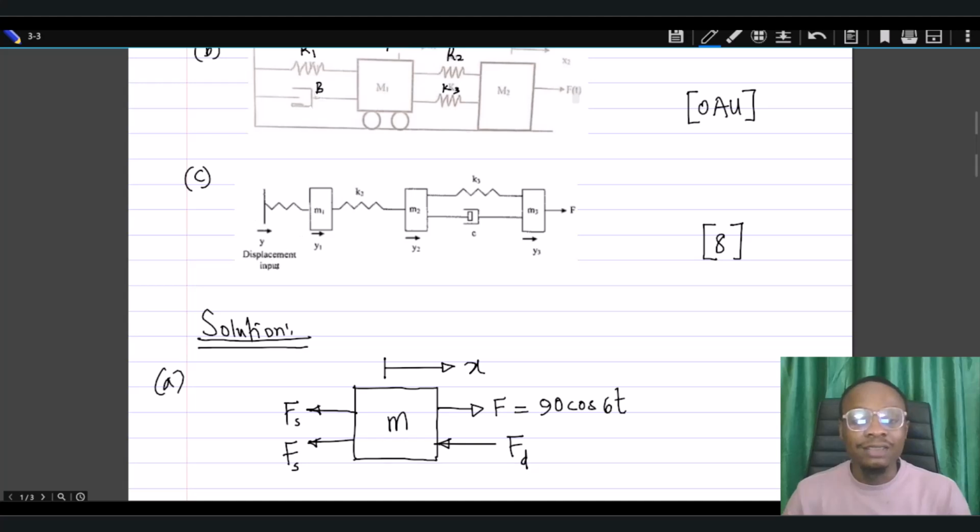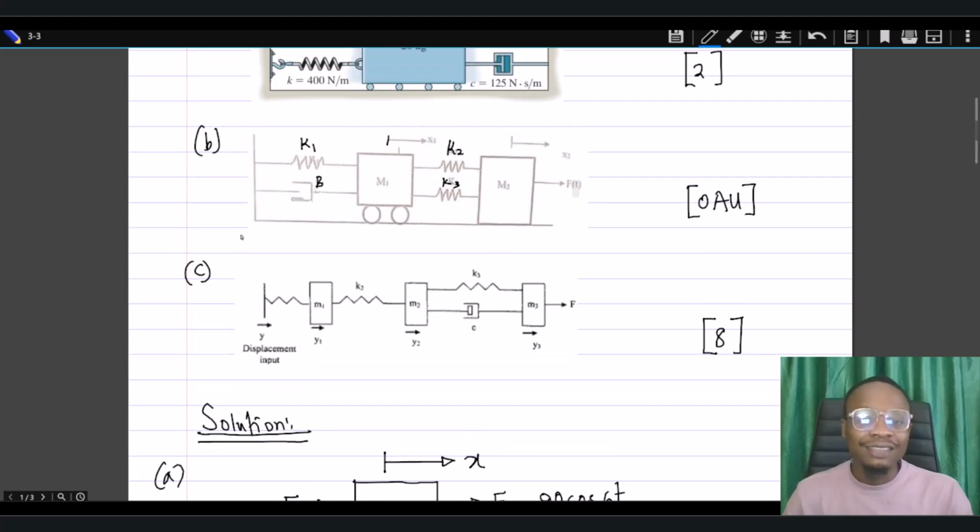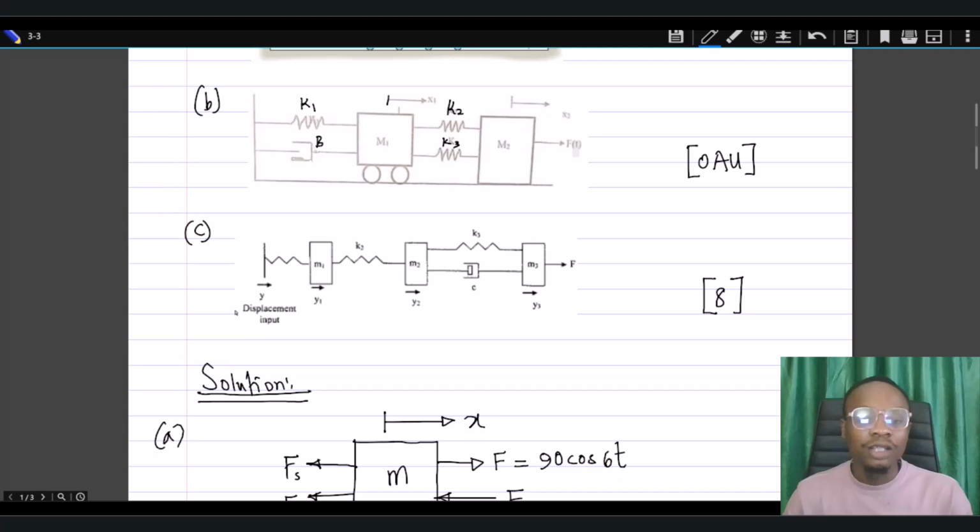And then this is displacement input. So that means this end is not fixed. So there is some displacement here captured by y. So it is unlike this where the end is fixed. Here there is going to be displacement of this end. That is what this means.